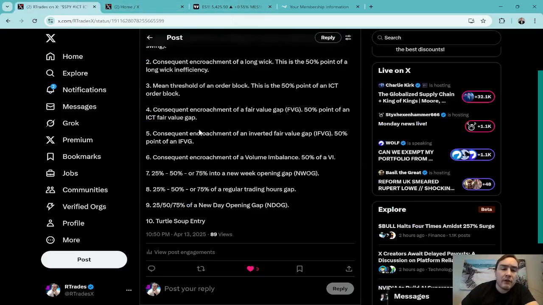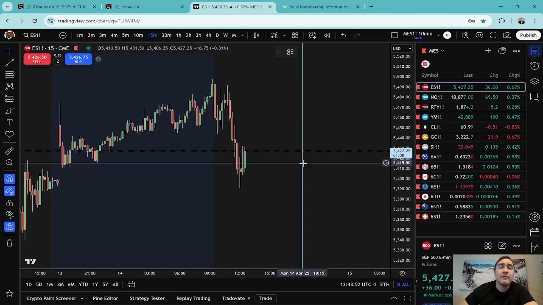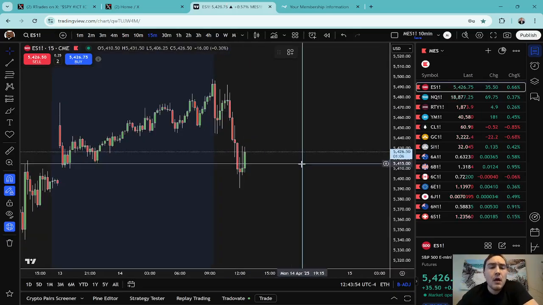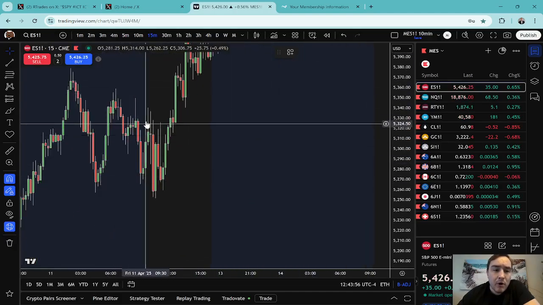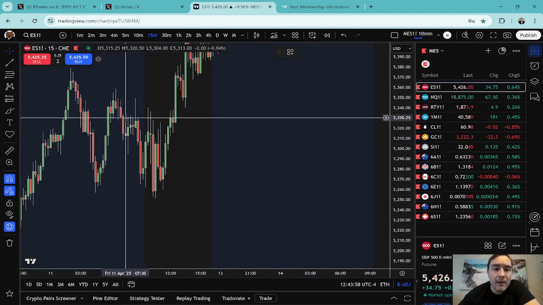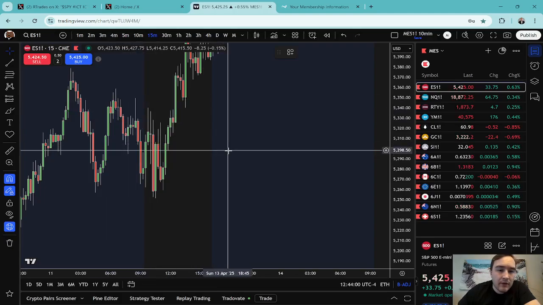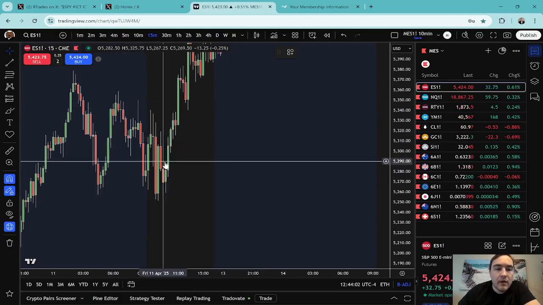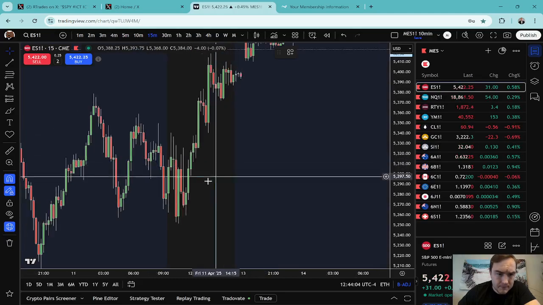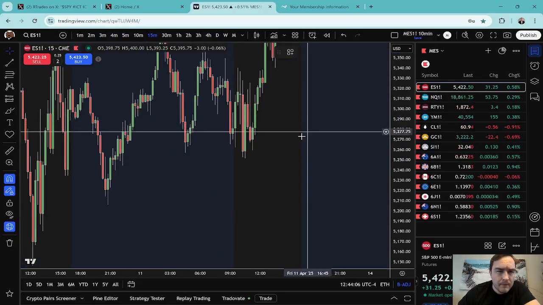Okay, number 5, consequent encroachment of an inverted fair value gap or 50% point of an inverted fair value gap. All right. An inverted fair value gap is when the market has traded through a fair value gap and now is coming back down. So let's get an example of that. Okay.